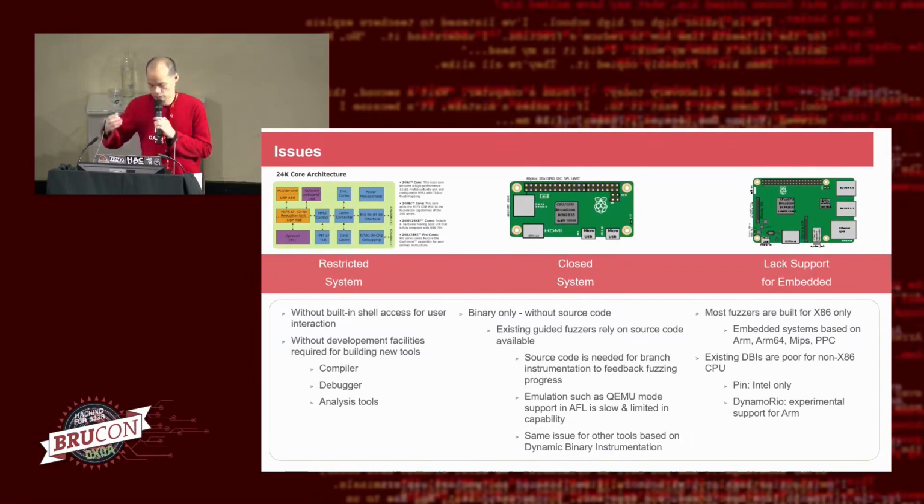So we have many problems. We want to introduce a guided fuzzer running on embedded systems. So how do we solve each of these problems to build our own fuzzers?